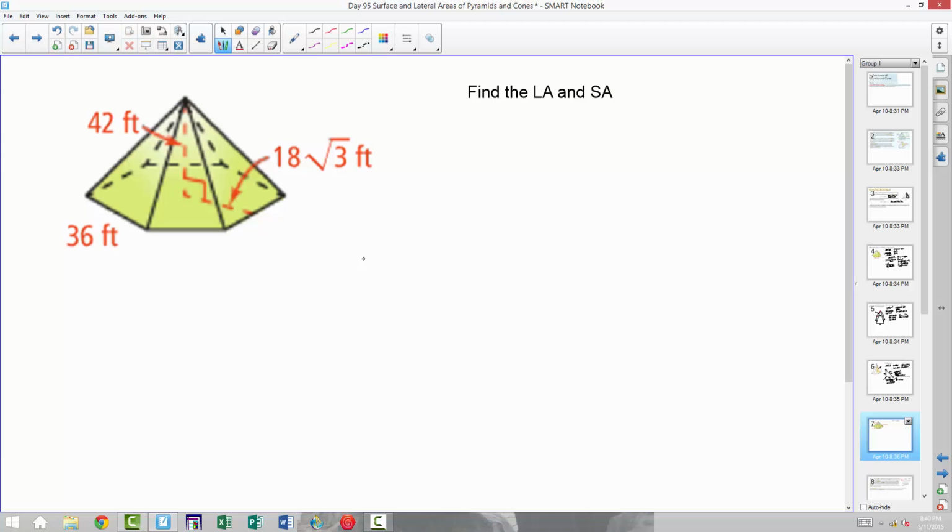Let's try another one. Okay, again, assume all your bases in a pyramid are regular. So lateral area is half PL. Well, the perimeter is 36 times, that's a hexagon, 6. So 36 times 6 is 216. So that's my perimeter. The slant is unknown, but I can highlight what I need to do.